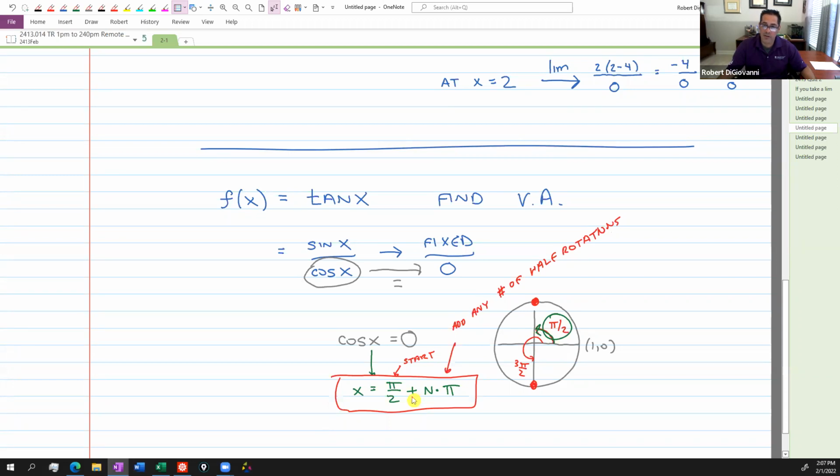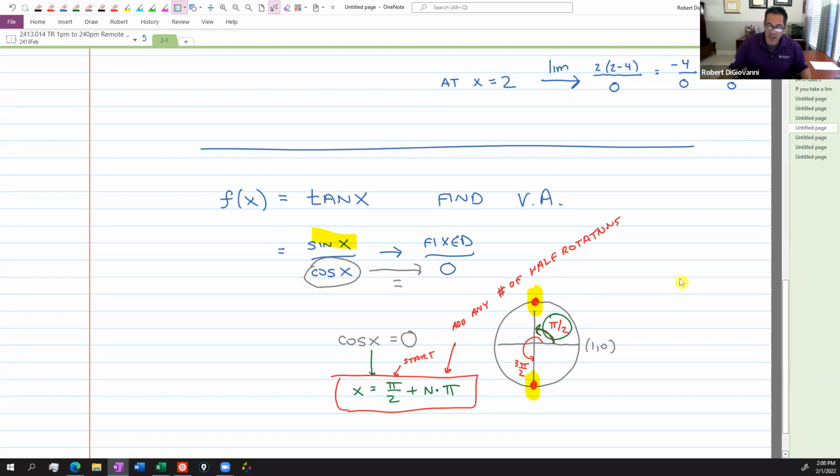Questions? Do you all also agree that when we're at these two points, these red points, at either one, the numerator is fixed? Because the numerator is sine, isn't it? And what is sine at either one of these? Fixed, right? It's either one or negative one. So depending on which one we're at, we're either going to get a fixed positive on top or a fixed negative on top. But that doesn't matter. The denominator is headed to zero. So we should get asymptotes here.